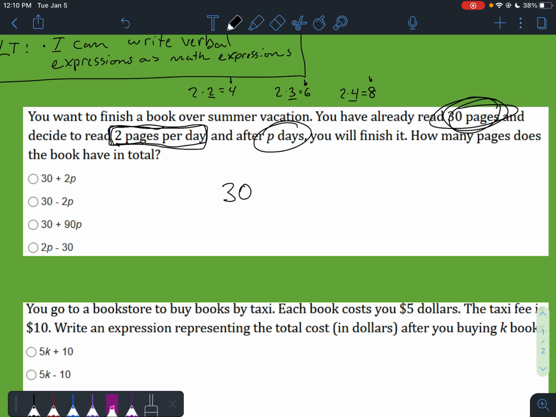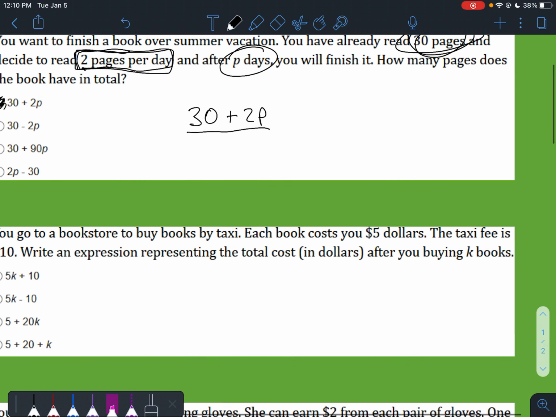Now, after 2 days, it's 4. After 3 days, it's 6. After 4 days, it's 8. What about after P days? Well, that's going to be 2 times P. So we're starting off with 30, and we are going to add 2P, that's kind of our pages per day there. So we're going to have 30 plus 2 pages per day. So it's going to be 30 plus 2P.